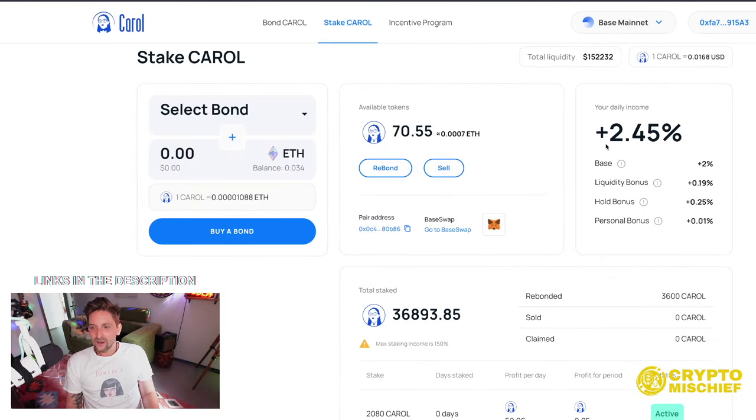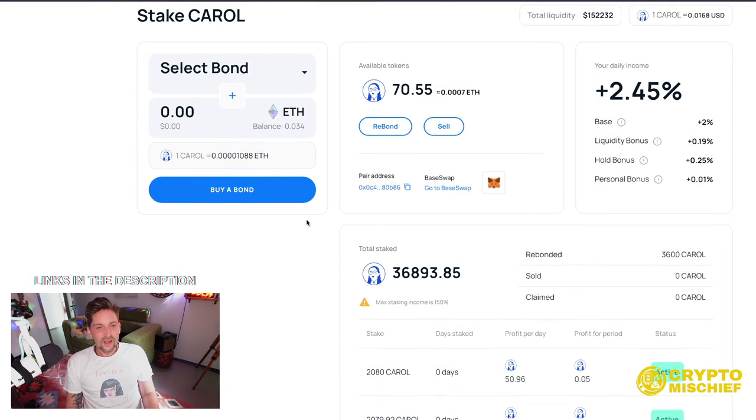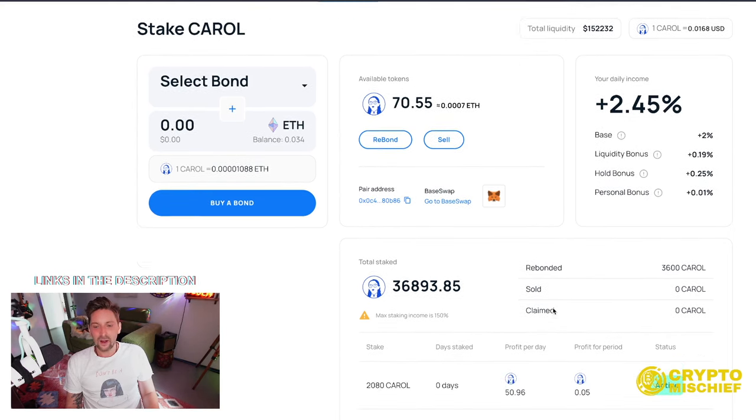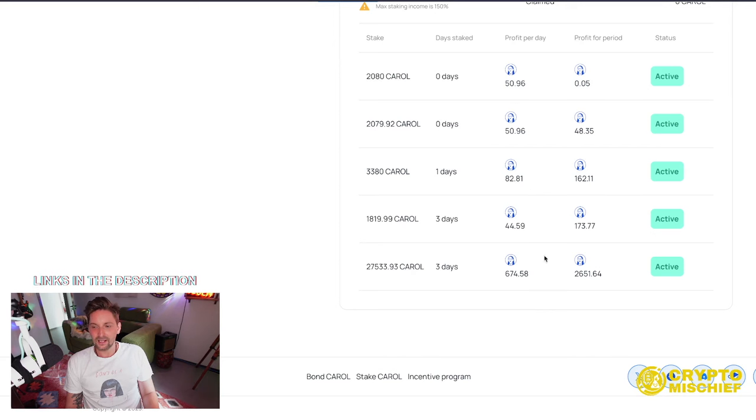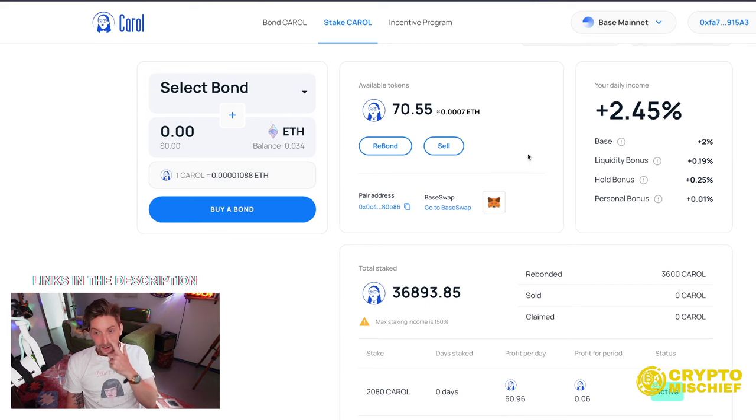Do we have my earning per day? It doesn't tell me. That's too bad. That'd be a nice thing to add. How much Carol am I earning every day? I guess I just manually add this all up. Almost 1,000 Carol a day I'm earning now. Fantastic stuff. So that's Carol.